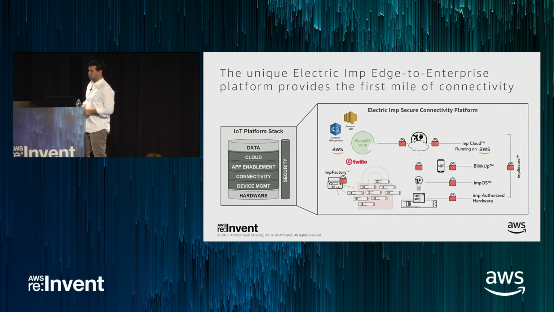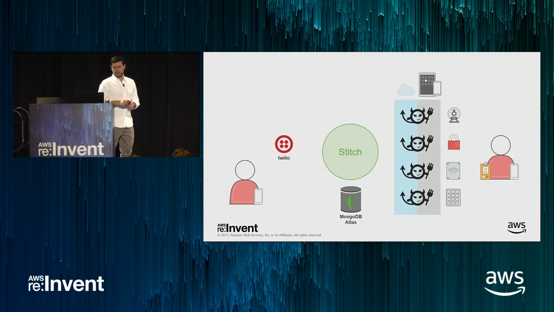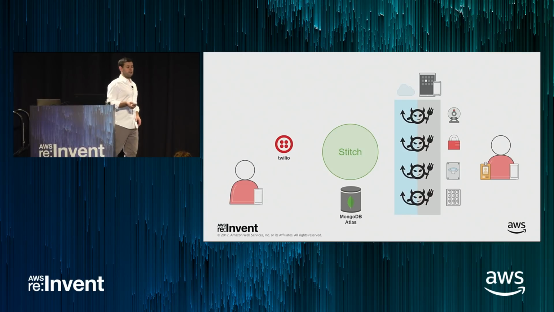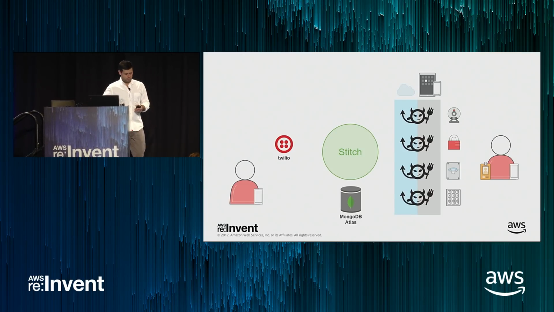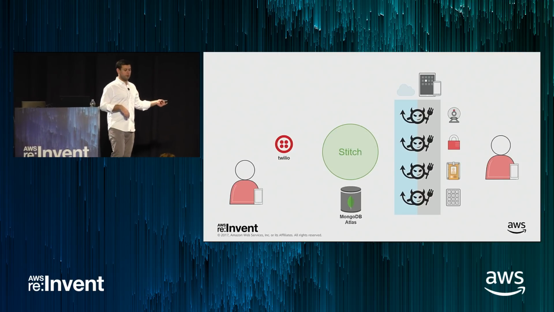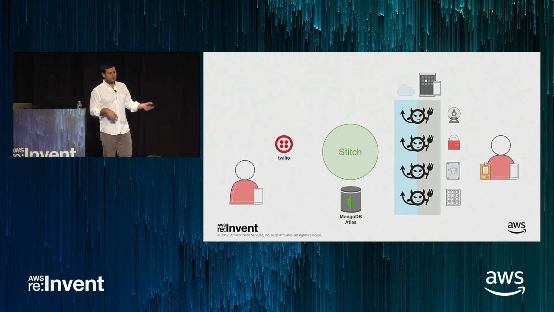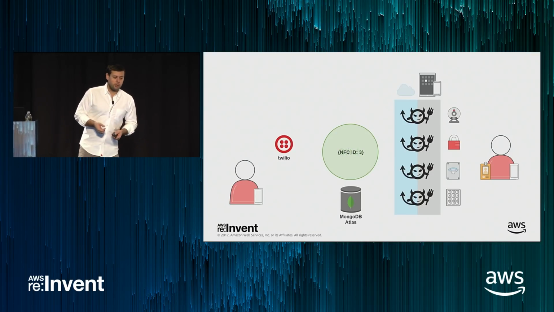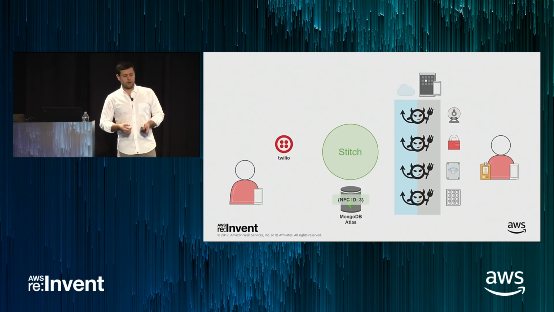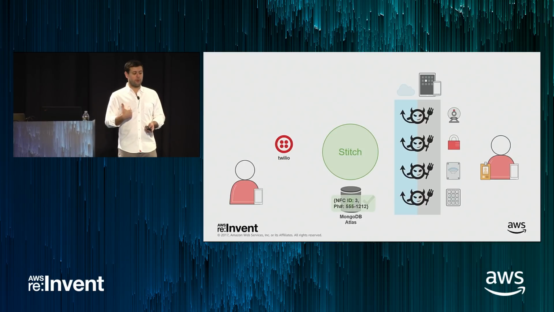So we've got 3 different things we're going to show you. The first one is the simplest. We're going to take an NFC card, right? This one right here, it's got my initials on it. We are going to put it against the door. When that happens, it's going to call Stitch. Stitch is going to make sure that it's a valid code. Once it has a valid code, it's going to get a phone number, my phone number.